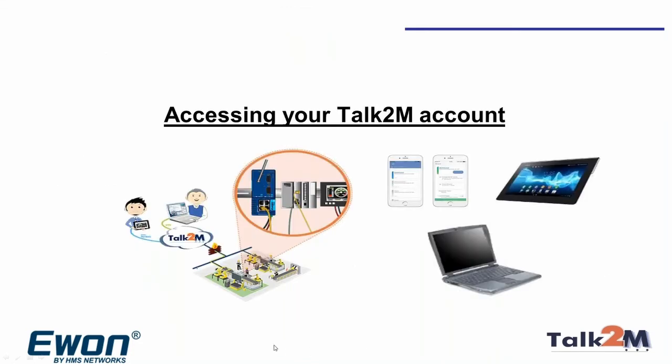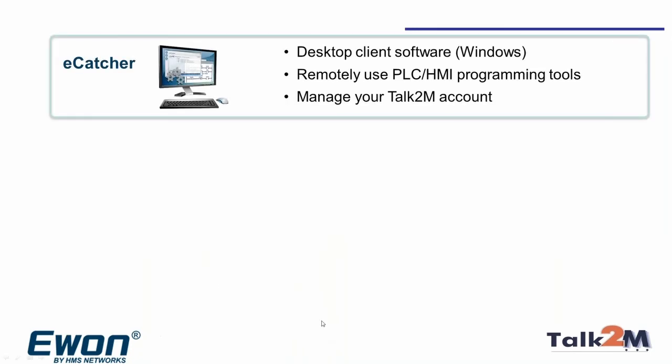So we've talked about the security, we've talked about the Talk2M system. So what are the ways that you can reach your Talk2M account? The first one, which I've mentioned before, is the desktop client software, which is the VPN remote access software called eCatcher. This is used for managing your Talk2M account, and remotely accessing PLCs for programming. It's a client that runs in Windows.